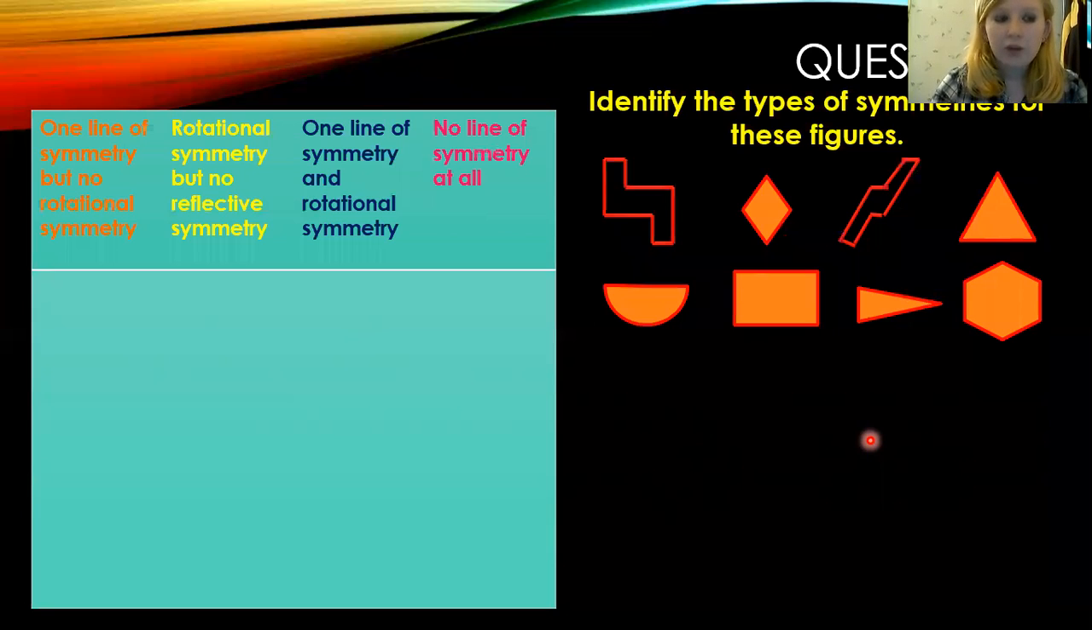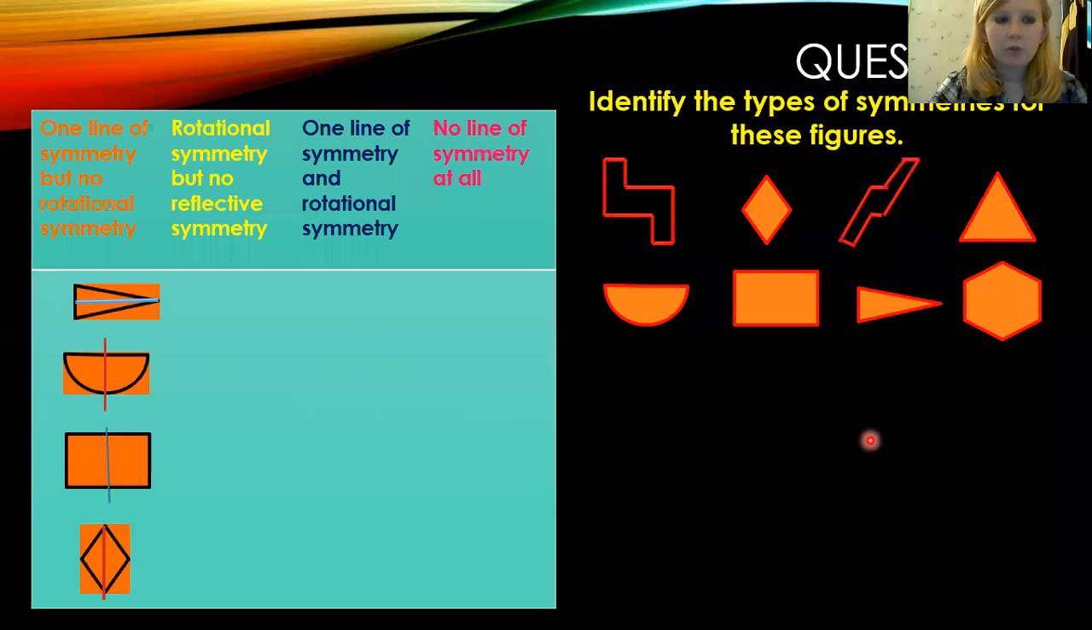The first one had 4 figures that match the description. When you fold this triangle horizontally, you'll get the same. But if you fold it vertically, you will not get the same image on both sides. The half circle only has 1 line of symmetry. Yes, in the previous slide, a circle has rotational symmetry, but in this case, since it's half of a circle, it only has 1.